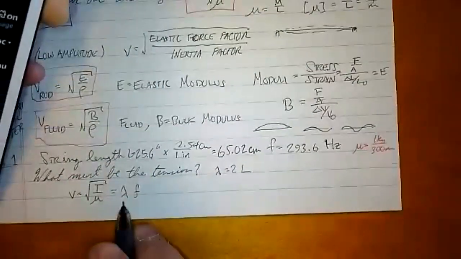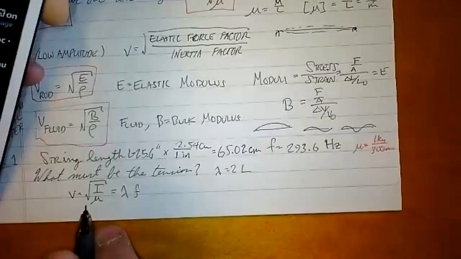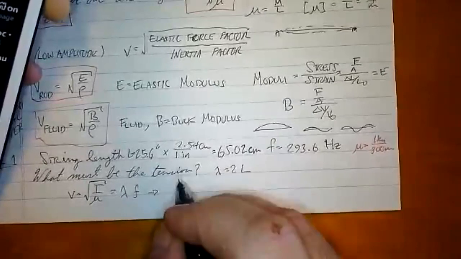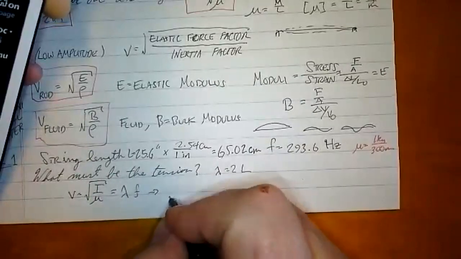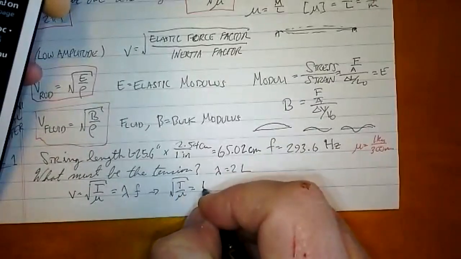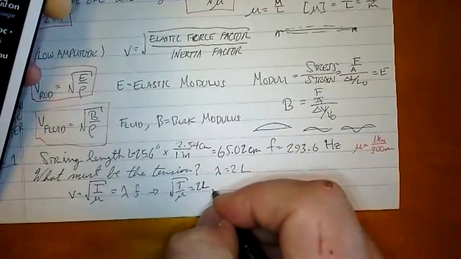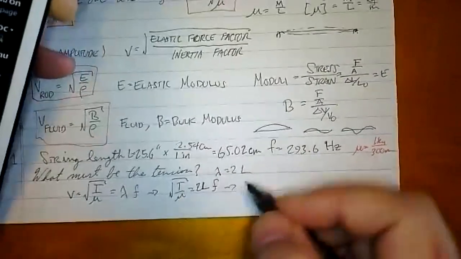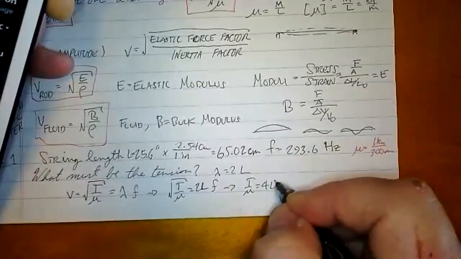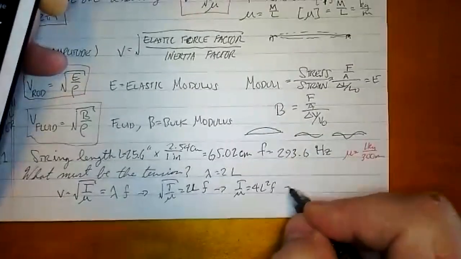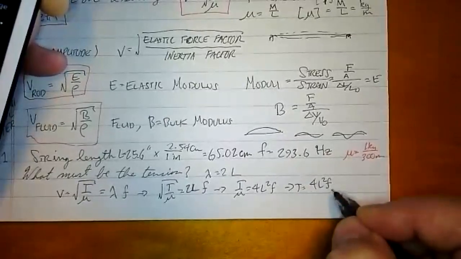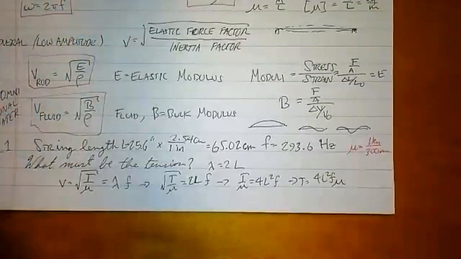Okay, so I can put that in there and that in there, and that's got to be equal to my velocity. So lo and behold, I can say that the square root of T over mu is equal to 2L times the frequency. So if I square both sides, I get T over mu is equal to 4L squared F squared. So T better equal 4L squared F squared times mu. Let's calculate that.